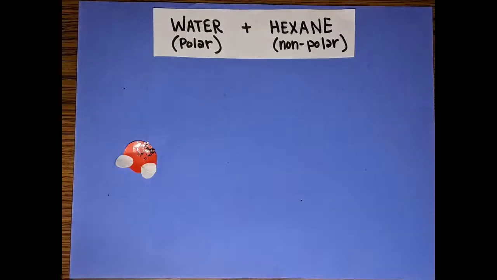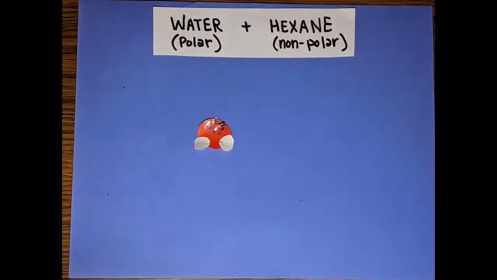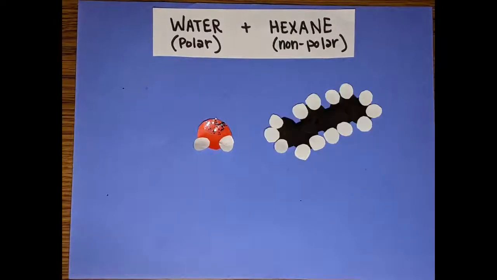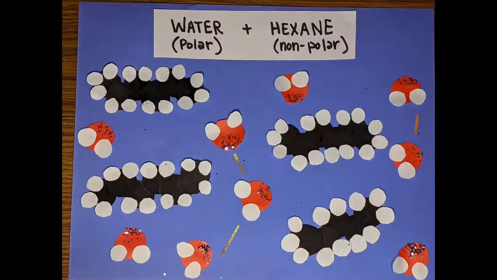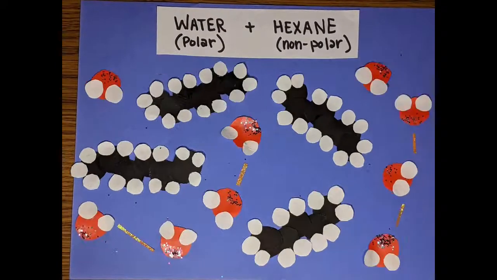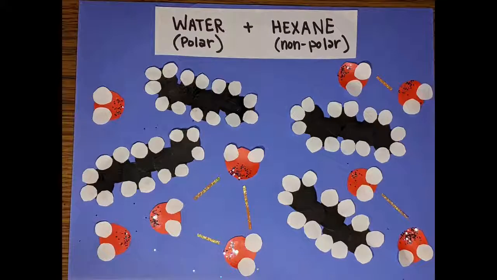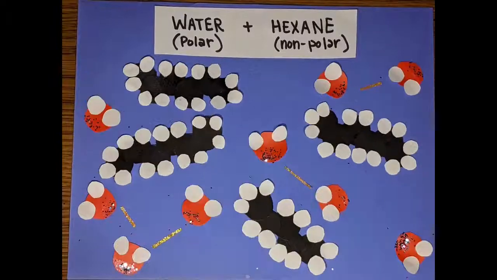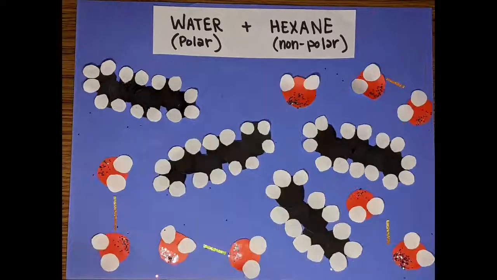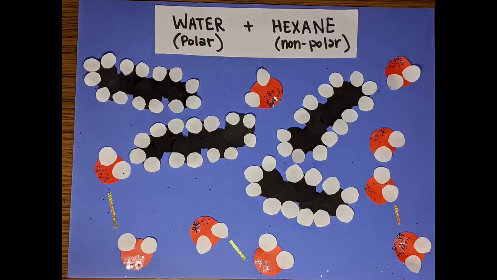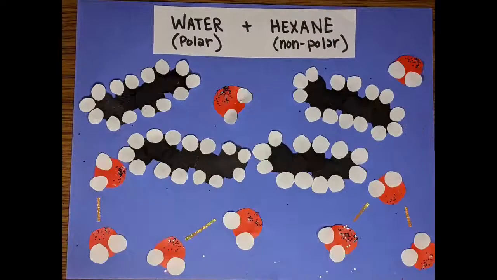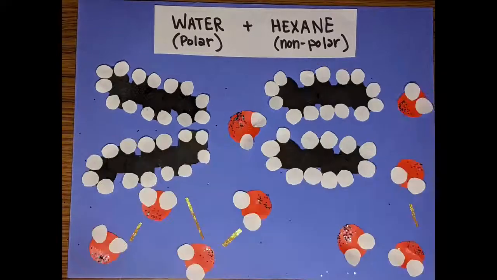If we mix a polar liquid like water with a non-polar liquid like hexane, the two liquids separate into two separate layers. And that's because the water molecules attract each other really strongly, but they aren't very attracted to the hexane molecules. So the water molecules find each other and are attracted to each other and sort of push out the hexane molecules.